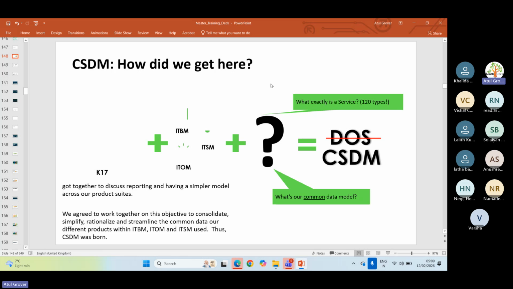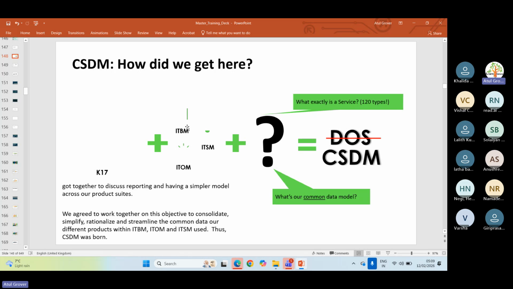That is the root that brought CSDM into the picture. So the discussion was about reporting and having a simple model across our model suites: how to report the different services, and how to make a standard data model. In Knowledge 17, it is Knowledge 26 now, almost 9 years ago, people sat together and discussed this problem statement.